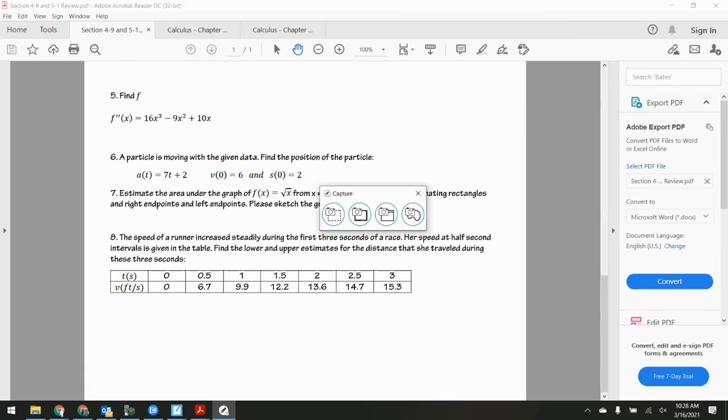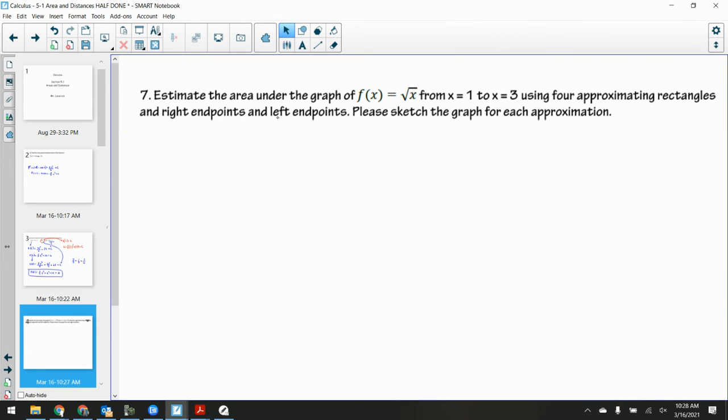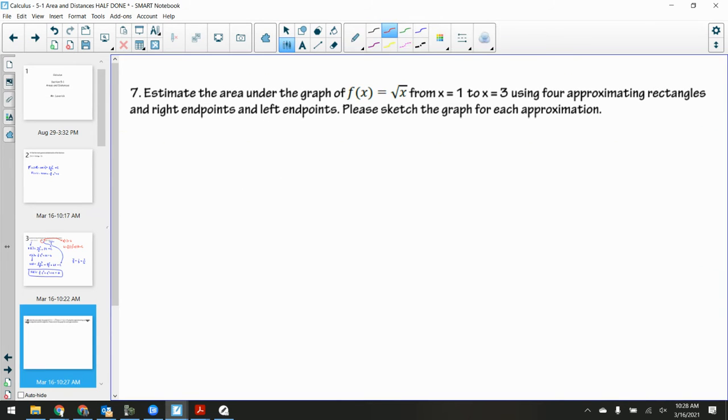Okay, so we're going to use right side approximation and left side approximation to find kind of like a boundary for the total area, for the exact area. All right, so let's do right side approximation first. Let's graph it.